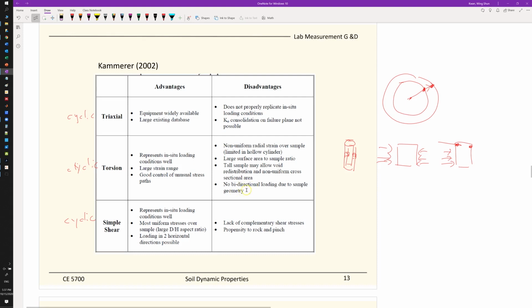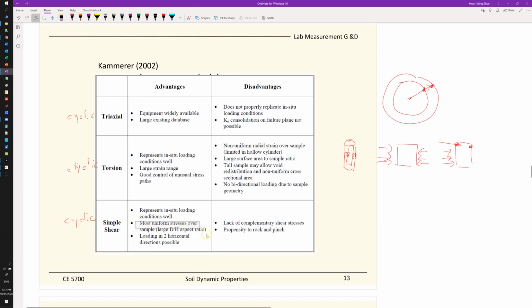Well, this is truly advanced. This is only for research purposes. Now, the simple shear test. The simple shear represents in situ conditions well. Very nice, because the motion is exactly the same as an outward propagating shear wave, and it gives the most uniform stress over the samples.